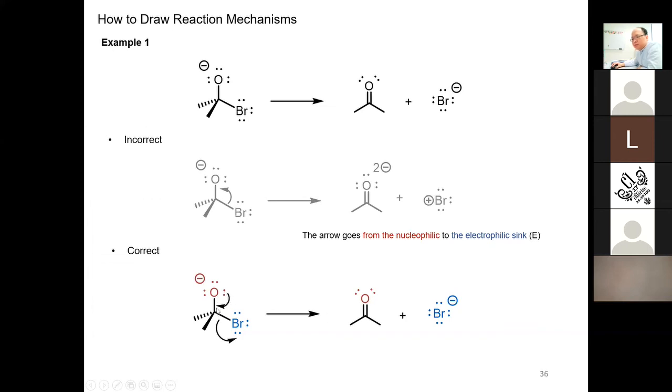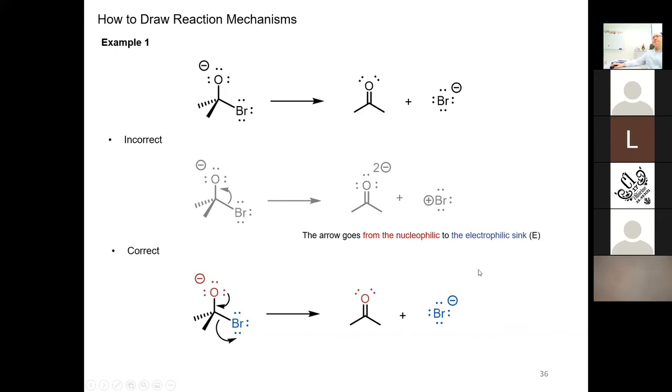But once the double bond is here, something concerted must happen. The bromide must leave, because if you have a double bond here and the bond is still here, you have 5 bonds. That's wrong for the carbon. So the electron goes to form the double bond, this bond breaks, and this arrow originates from a bond. That's okay, and it ends on an atom, which gives a bromide anion.